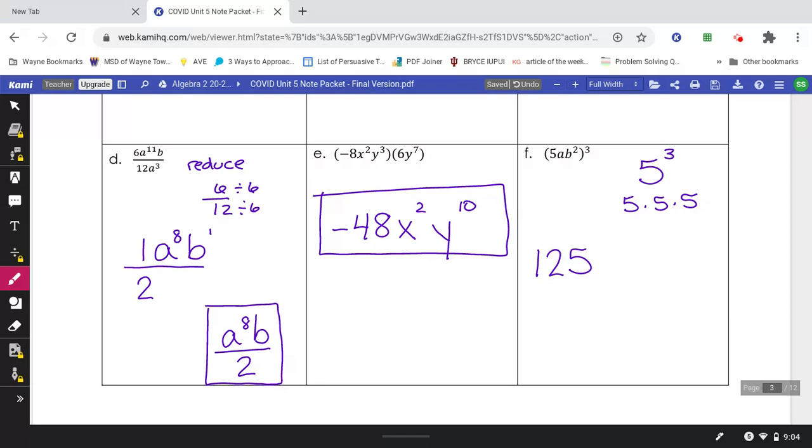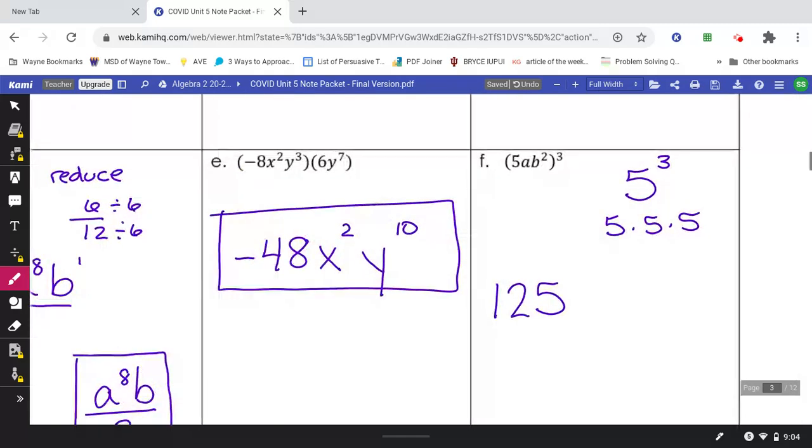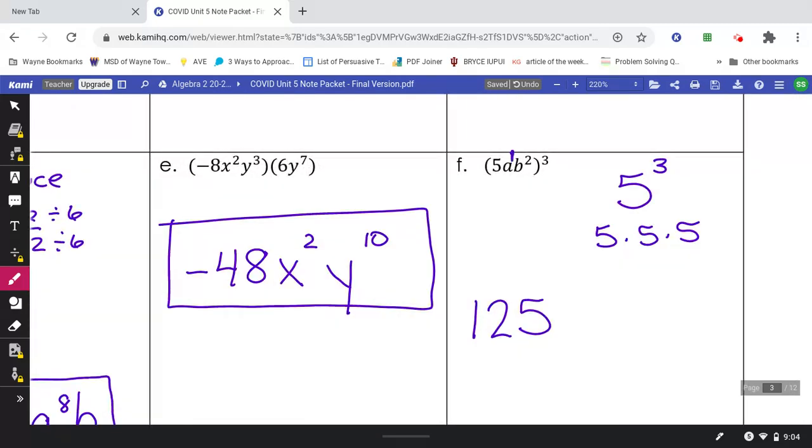Now for the A, there's an invisible 1 right here. And so I'll multiply the 1 times that 3 on the outside to get 3. Then I'll multiply the exponent of 2 times that 3 to get b to the 6th power.